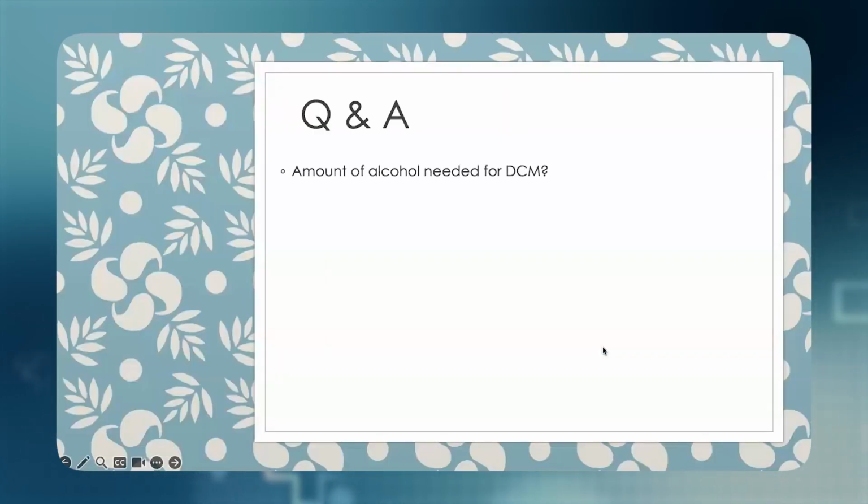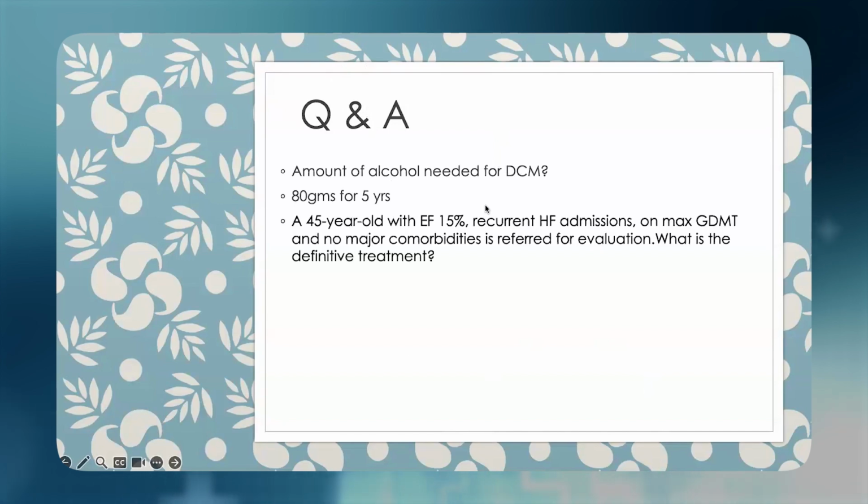So I'll ask some questions. Amount of alcohol needed for DCM. Does anyone know? Okay, we'll move on. Somebody has written something. I'm not, unfortunately. You might be fortunate, actually. It's not a very good thing sometimes to be a cardiologist. Amount of alcohol needed for DCM is 80 grams for 5 years.